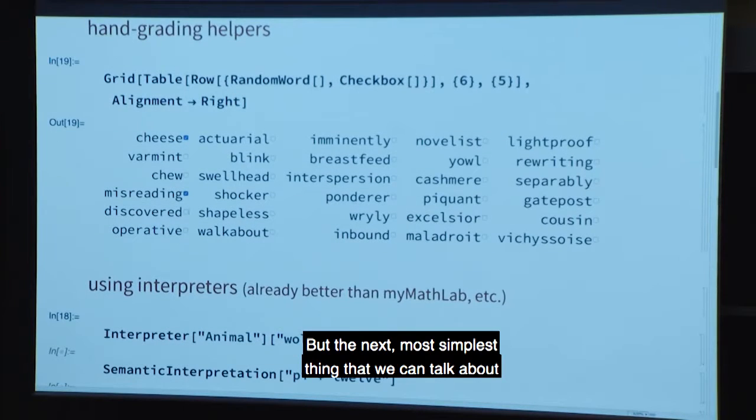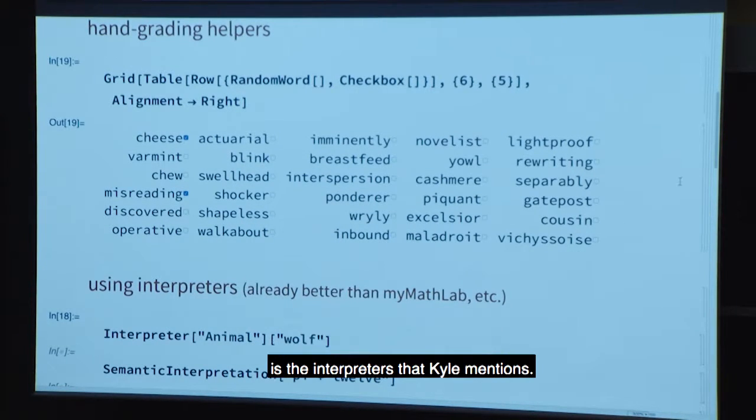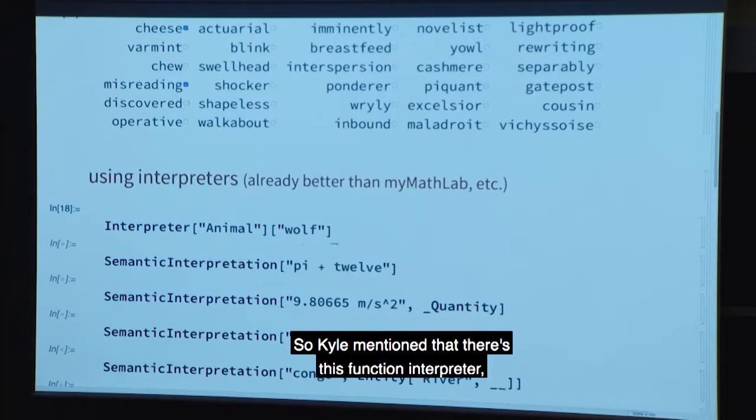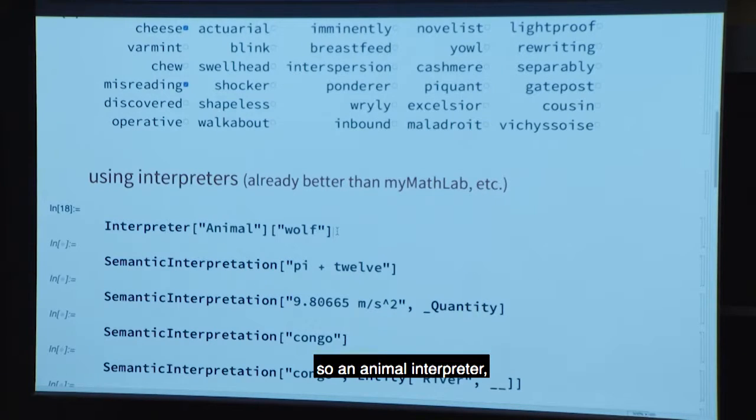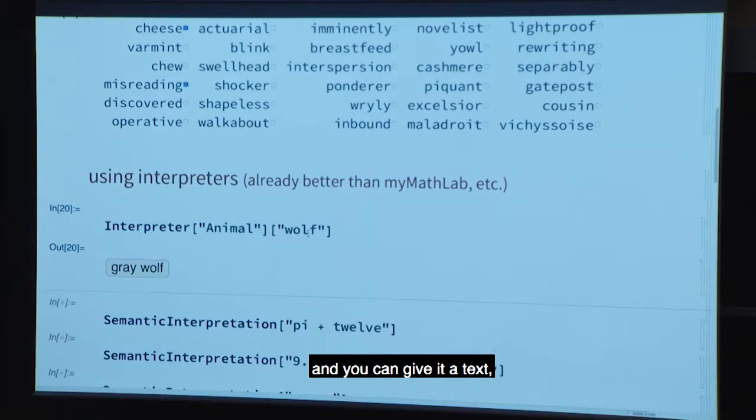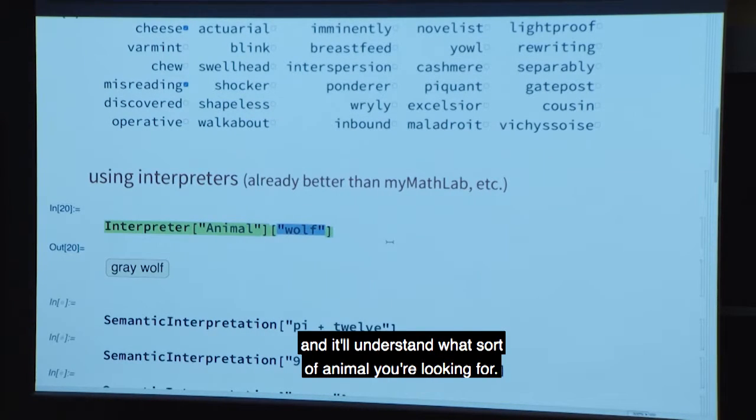But the next simplest thing we can talk about is the interpreters that Kyle mentioned. Kyle mentioned that there's this function Interpreter, and you tell it what kind of interpreter you want, say an animal interpreter, and you can give it a text, and it'll understand what sort of animal you're looking for. During any of these, if somebody wants me to try something, just yell it out.